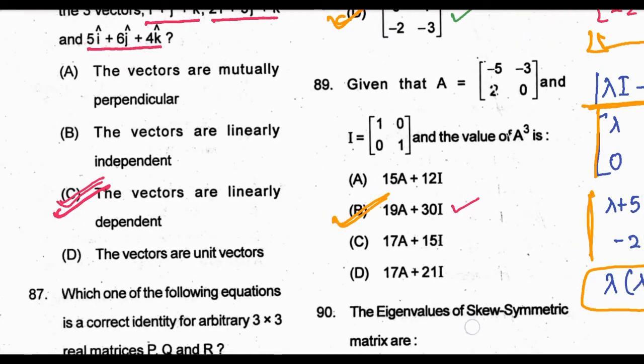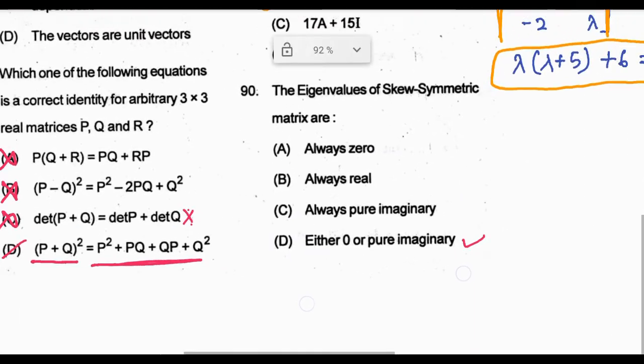This is the answer. Next question is, the eigenvalues of a skew symmetric matrix are either 0 or purely imaginary. Option D here is the correct answer.